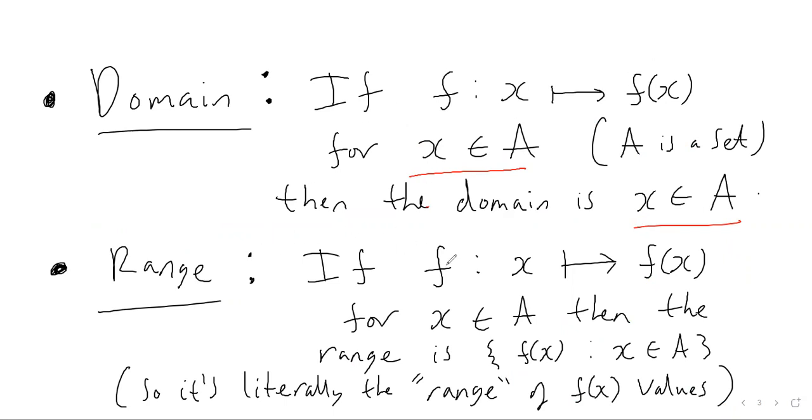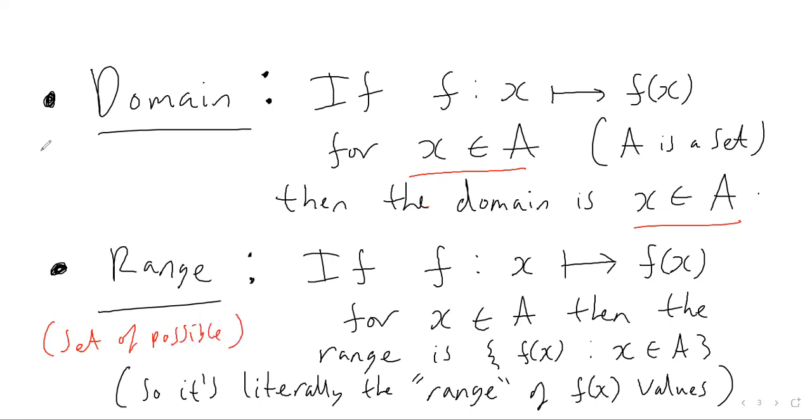And then formally, what is a range? A range for a function f going from x to f of x, where we have a domain x in the set A, is the set of f of x values which can be obtained from our x values in our domain. So from our set of inputs, what set of outputs do we get? Basically it's our set of possible outputs.